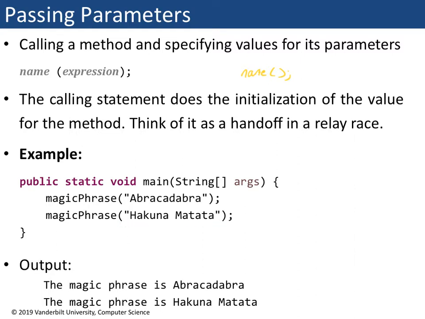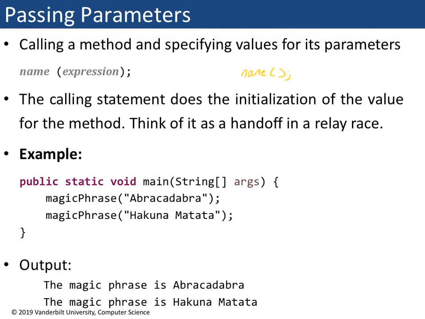So the magic phrase method will display the magic phrase concatenated with Hakuna Matata, and then the program pointer will jump back to the main. And this is very useful because now this magic phrase method doesn't simply display one specific phrase. It displays a common preamble and then whatever we pass it.